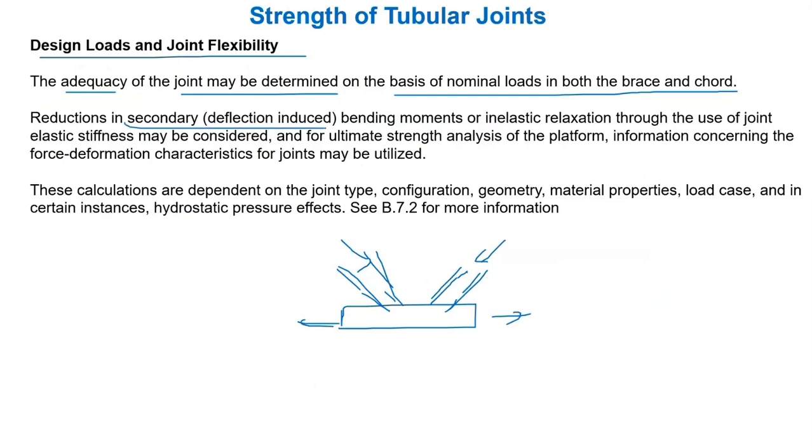Reductions in secondary deflection-induced bending moments or inelastic relaxation through the use of joint elastic stiffness may be considered, and for ultimate strength analysis of the platform, information concerning the force deformation characteristics of the joints may be placed.